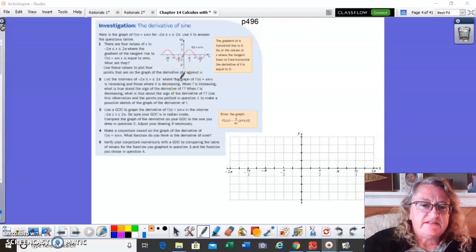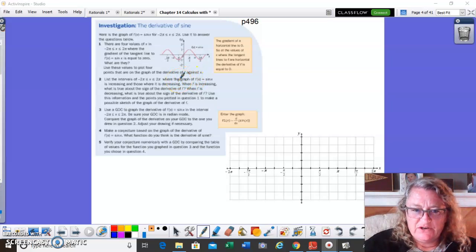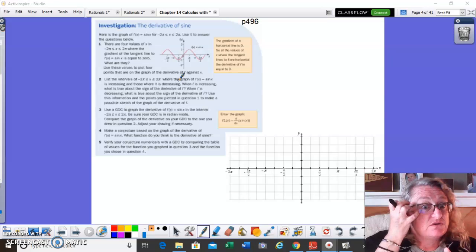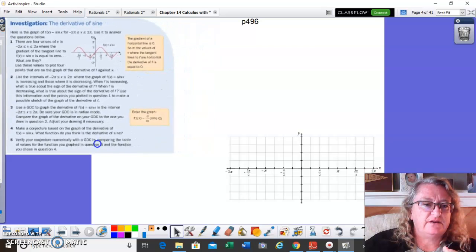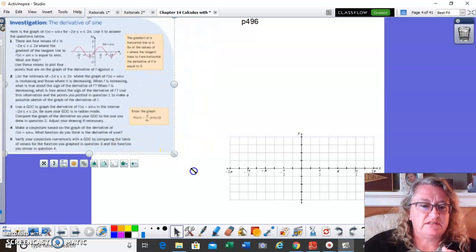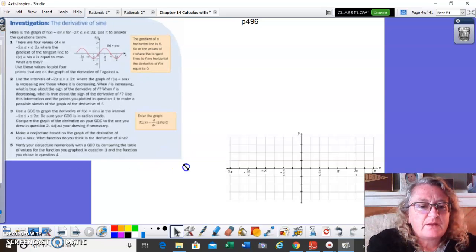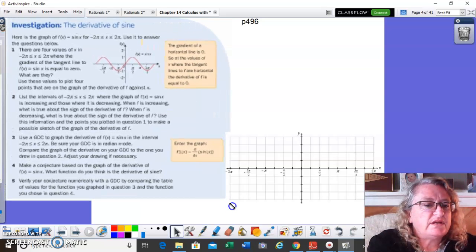So we're going to look at the investigation. If you have your textbook there, you can turn to page 496 and you'll be able to see this much better. It's very small here so that I have the ability to still write on the screen. Even if I make it larger, it's still pretty blurry, but we'll see what we can do.